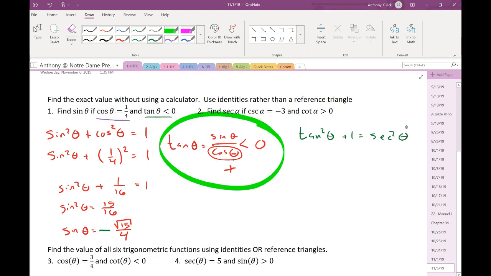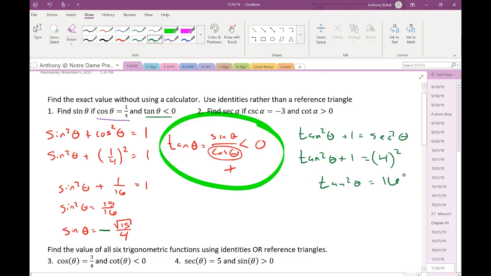So what am I going to use here? So I know that cosine and secant are related because they are reciprocals. So what can I sub into the value for secant? 4. So I can say tan squared theta is 15, or that tan theta is plus or minus, I'm sorry, not 16, 15. My goodness gracious. So that's plus or minus the square root of 15.